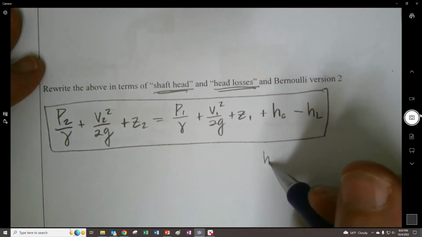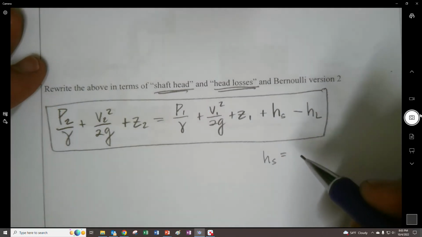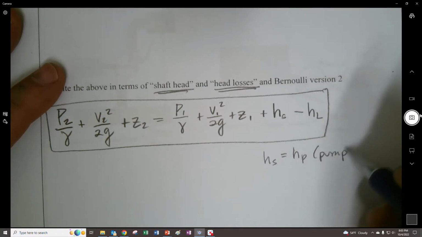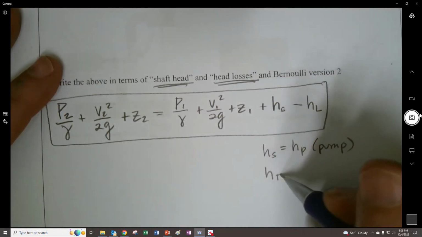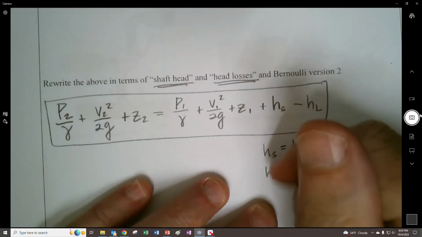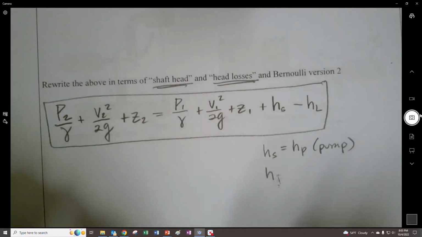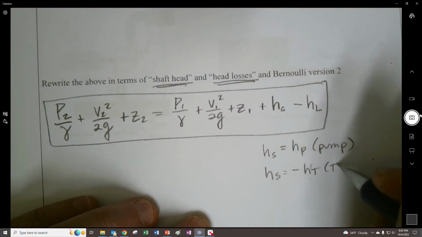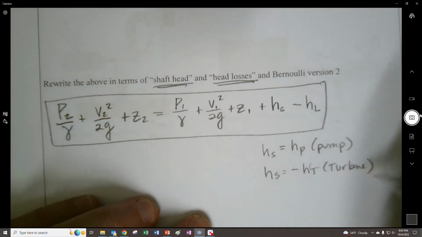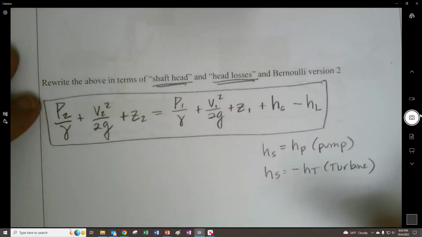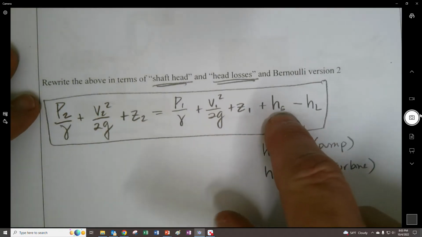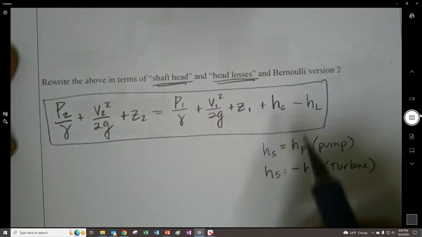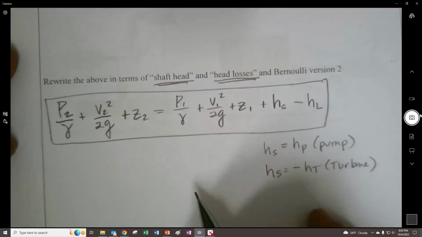I say the HS could be equal to HP for a pump, or it could be HT. Oh, excuse me. I meant to write this way. HS could be negative HT for a turbine, right? Because the turbine is taking head, as you could think of it as head energy, it's taking it out of the system, so it's negative. And the loss is always taking the thing out of the system. So this is one of the go-to equations that we use.